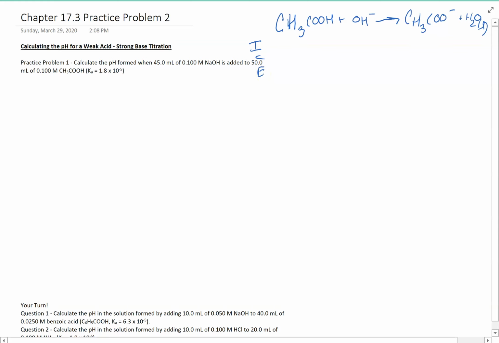Okay, so let's start with what we know. First thing we know is, again, we're going to look at V total. V total says 45 milliliters plus 50 milliliters is going to be 95 milliliters, which is going to be 0.095 liters. We'll need that towards the end of this problem.